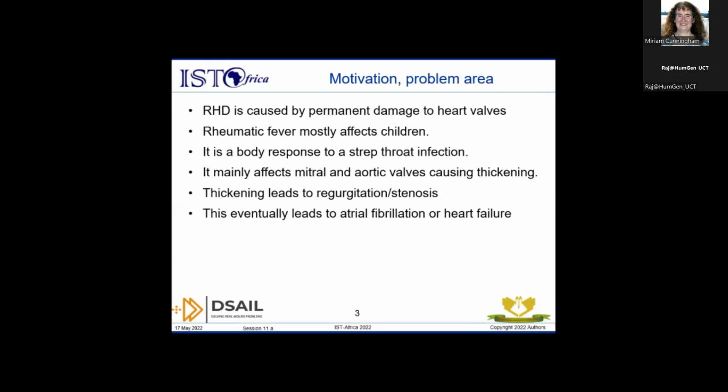And mostly the valves that are affected are the valves on the left of the heart. That's the mitral and the aortic valves. And eventually, if rheumatic heart disease becomes so severe, it may lead to atrial fibrillation, which is defined as heart murmurs, or it may also lead to heart failure.